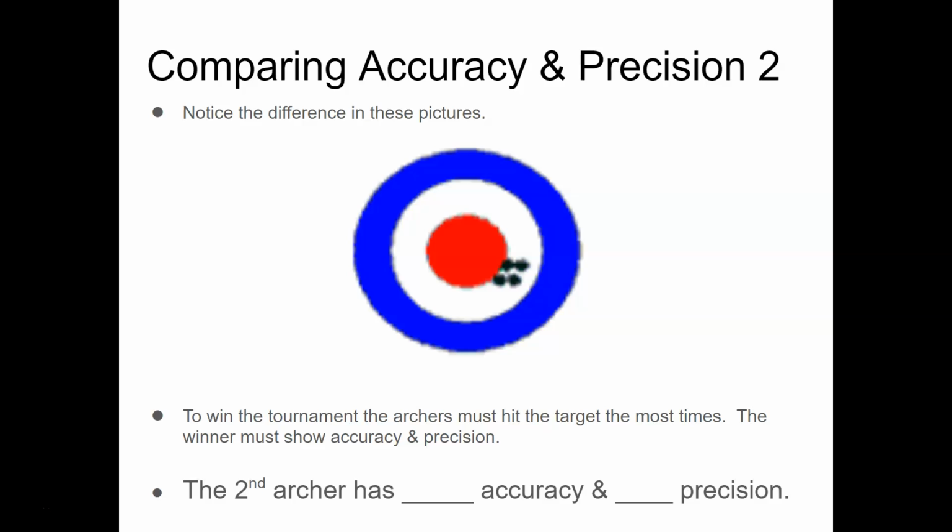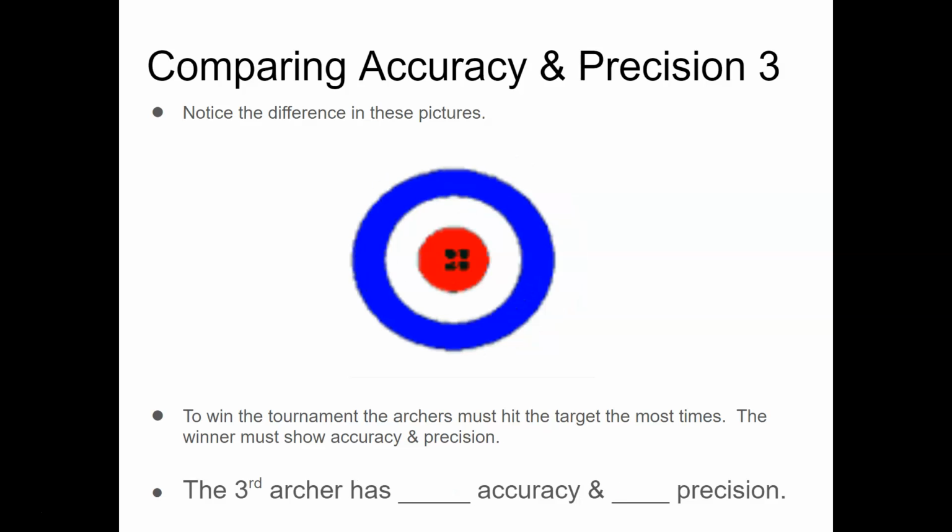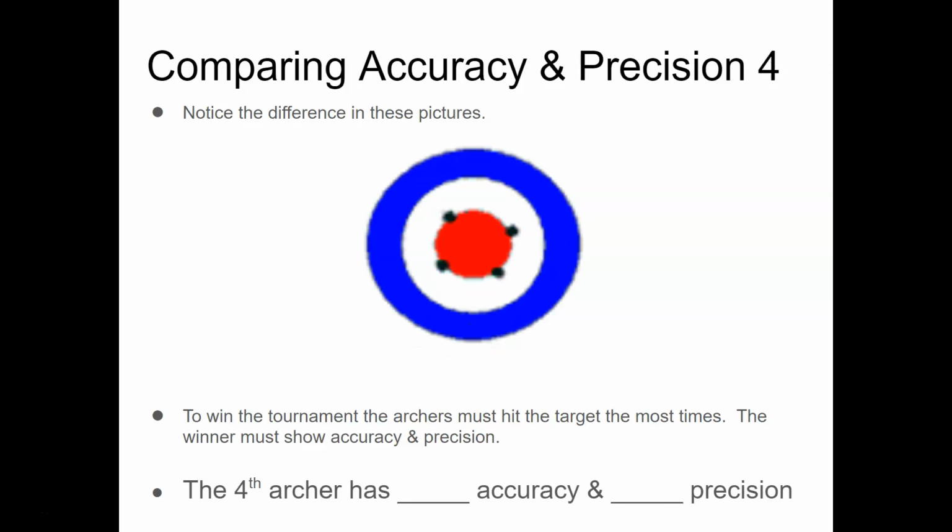Okay, Archer 2. Archer 2 has bad accuracy. It's not on the bullseye. It's outside of the bullseye. But they're all stacked together. It's a tight group. So that's good precision. If you look at Archer 3, Archer 3 has good accuracy and good precision. They're all really close together and they all hit the bullseye.